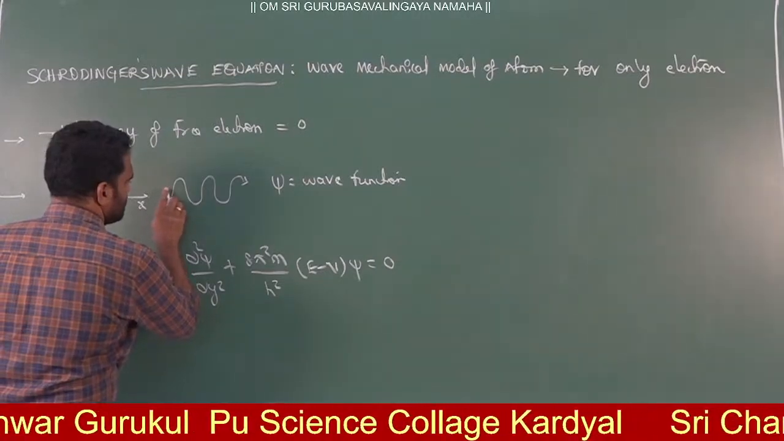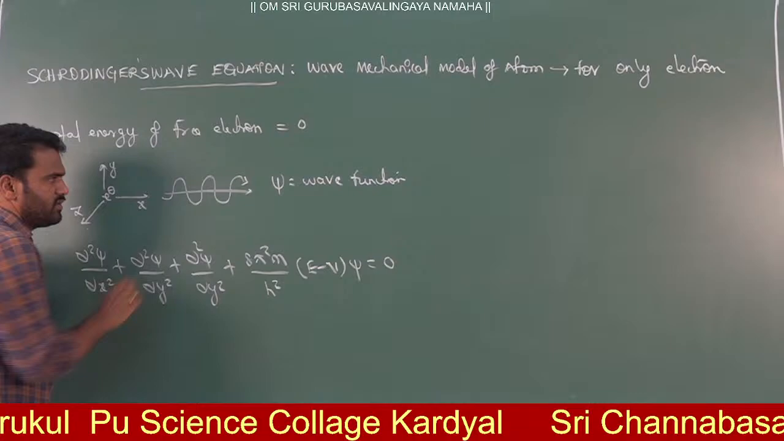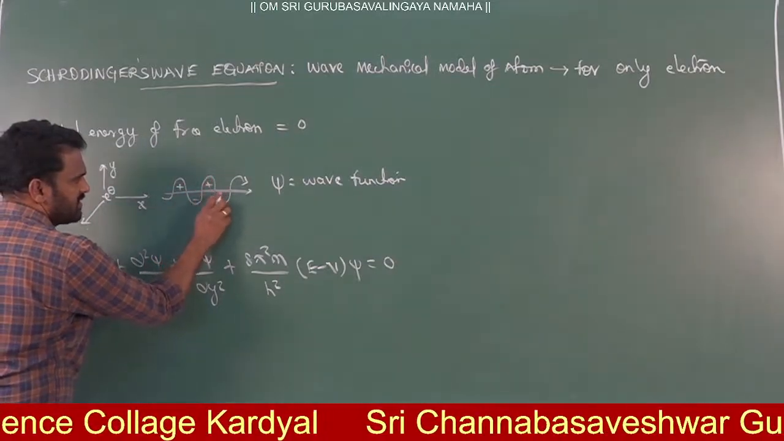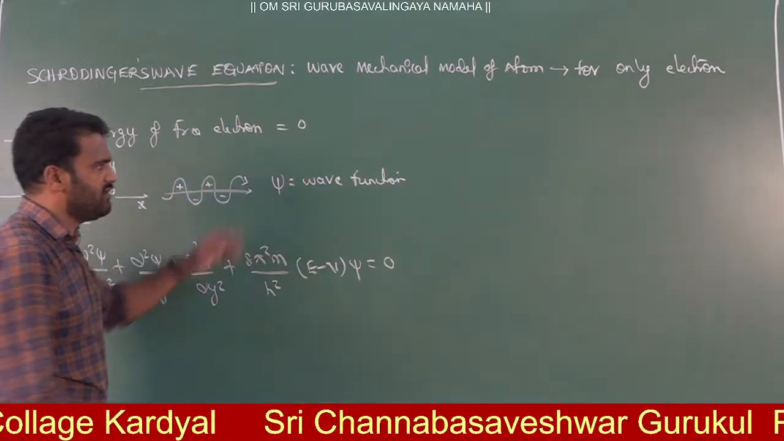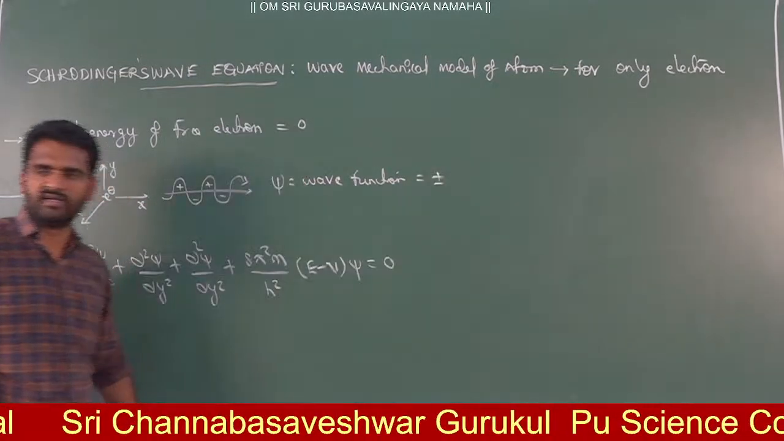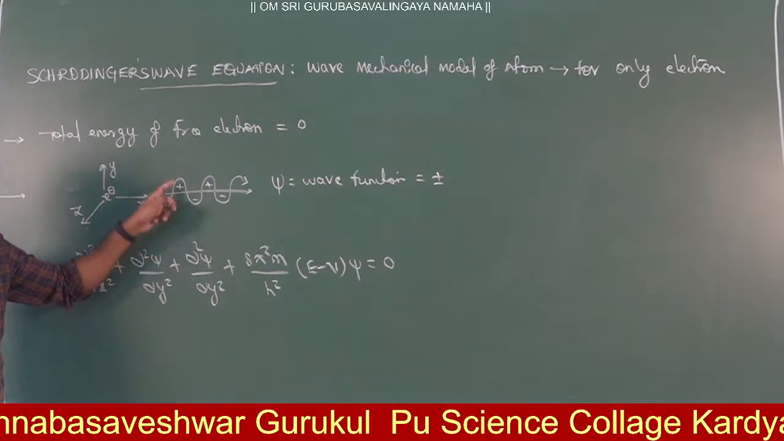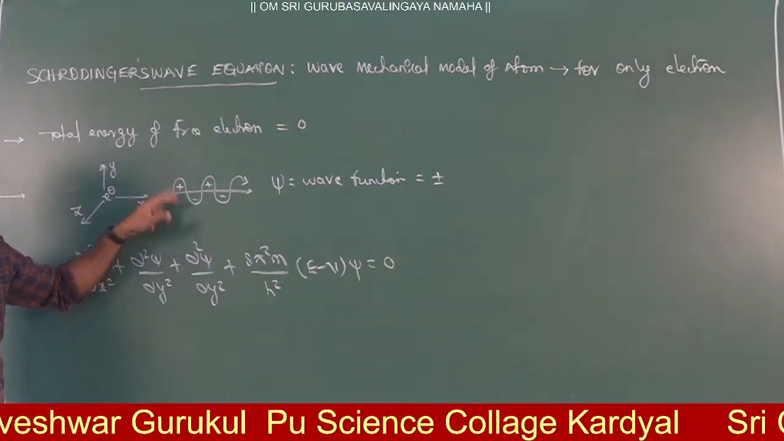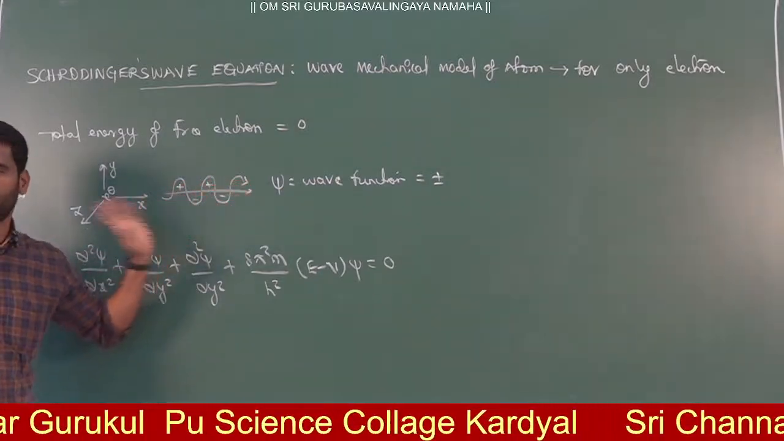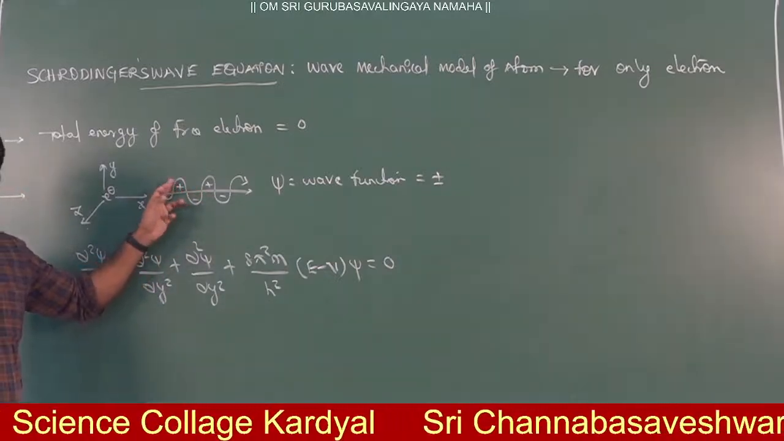With respect to the propagating direction of the electron, this wave function will be plus here and minus here, plus here, minus here, like that. This psi value will be plus or minus. So whenever any body has wave nature, definitely there will be a crest and a trough. With respect to that, you will get plus and minus wave functions.